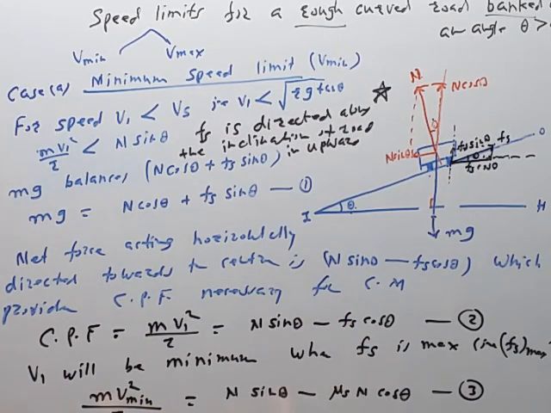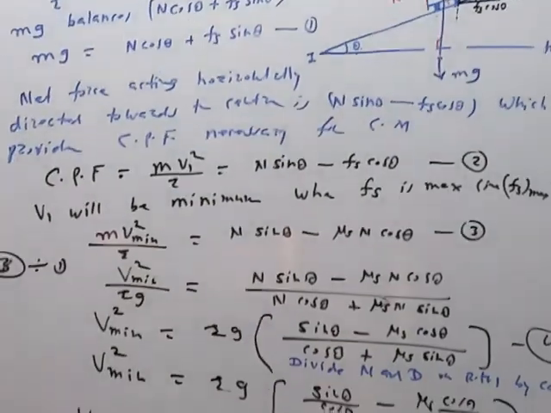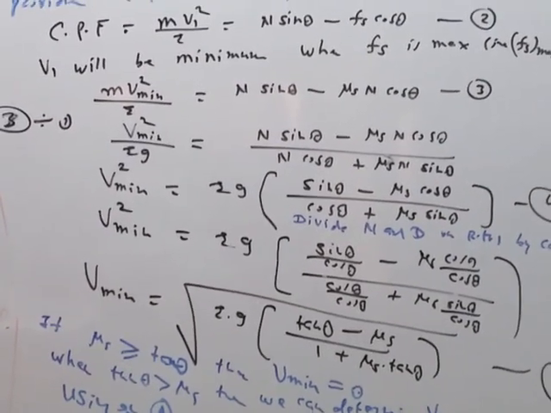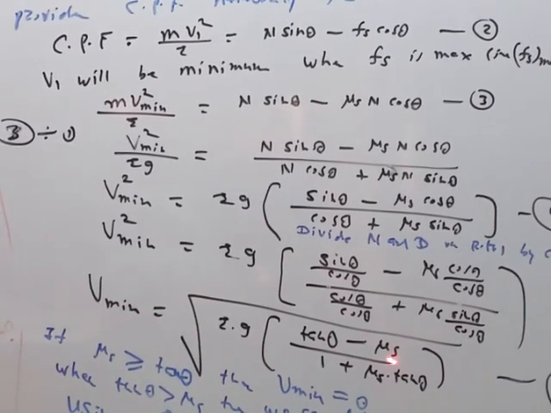So if we divide equation 3 by 1, then we get this type of arrangement. On the right hand side, N sin theta minus mu s N cos theta upon N cos theta plus mu s N sin theta. So N will get cancelled. So this is the remaining term. Divide numerator and denominator by cos theta. So finally we get this equation: V minimum is equal to under root R g into bracket tan theta minus mu s, where R is the radius of curvature. So this is the expression for the minimum speed for the road banked at an angle theta and having the coefficient of friction mu s.